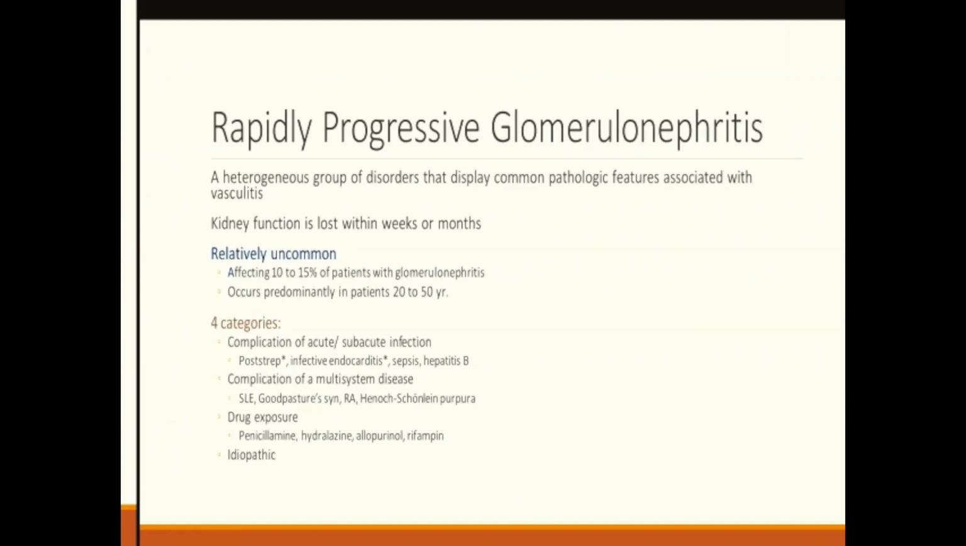So one of them is called rapidly progressive glomerulonephritis. RPGN is the short for it. Kidney function is lost within weeks or months, so it's rapidly progressive. Usually kidney function takes a long time to get worse, but in this type of disease, it's rapid and it happens over weeks to months. Relatively uncommon, only about 10 to 15% of all the glomerulonephritis are due to this.